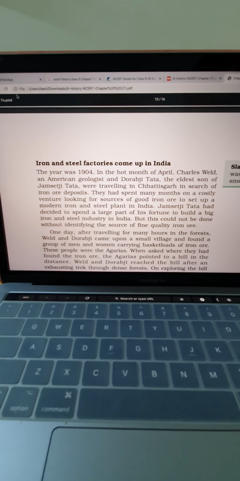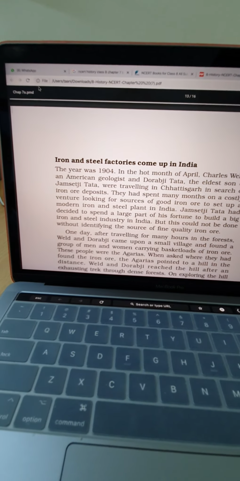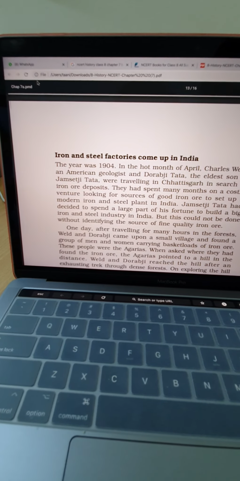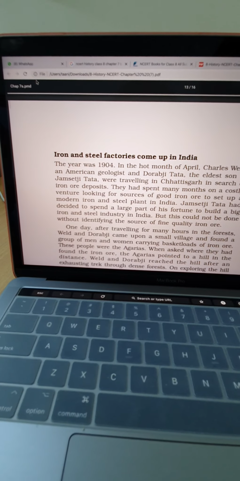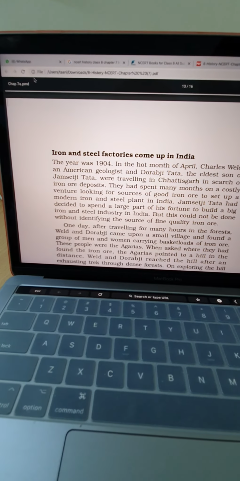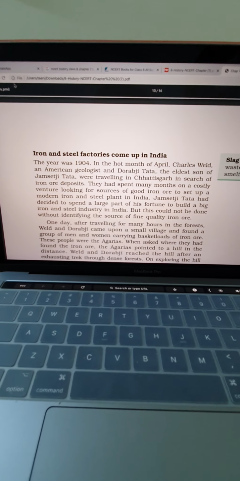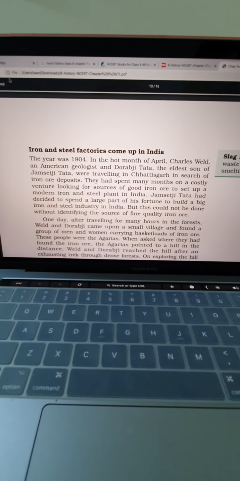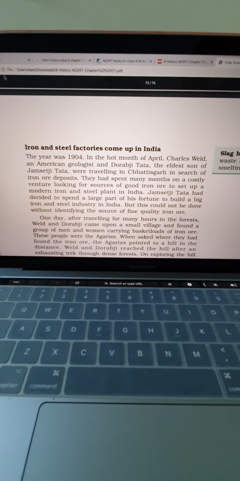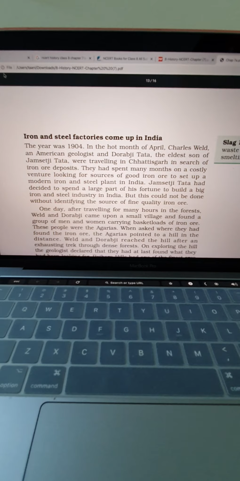Now we come to the iron and steel factories. In 1904, Charles Weld, an American geologist, and Dorabji Tata, the eldest son of Jamsetji Tata, set up a modern iron and steel plant in India. Iron smelters, the Agarias, helped them find the iron ore deposits at Rajhara Hills, Chhattisgarh.